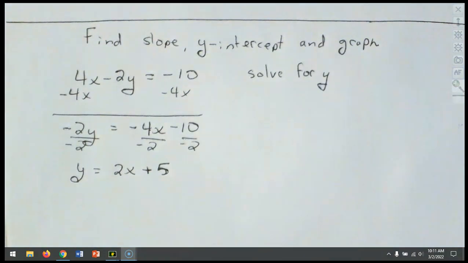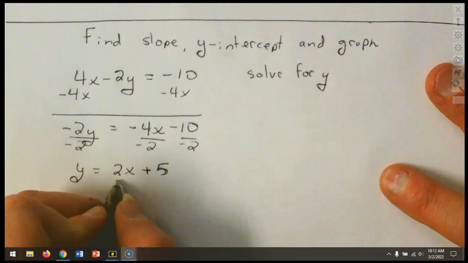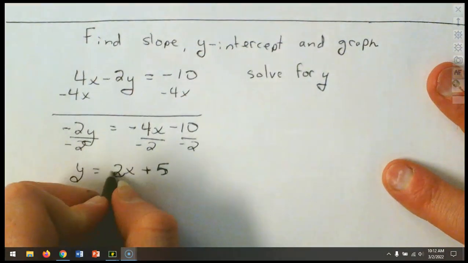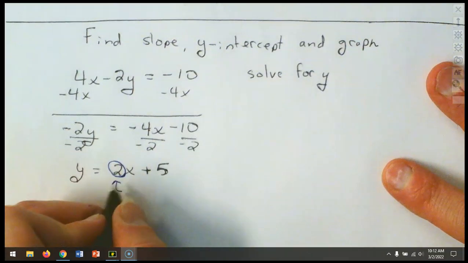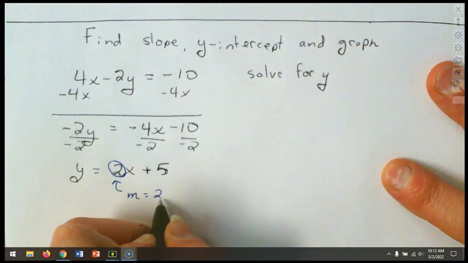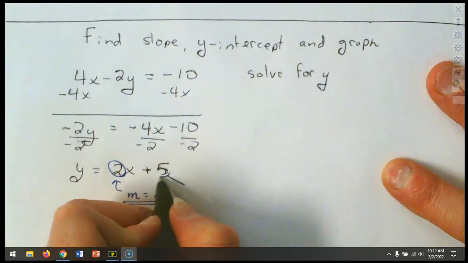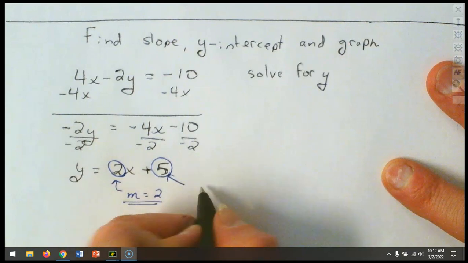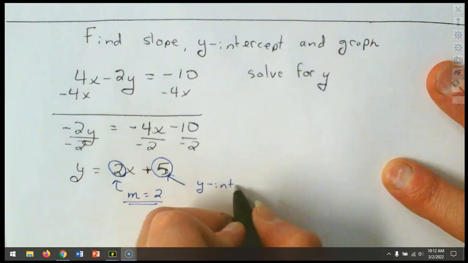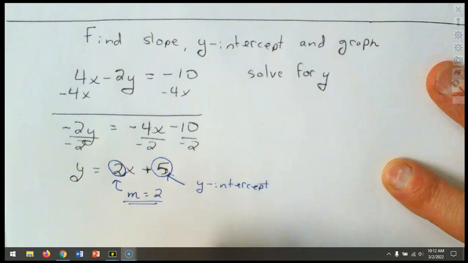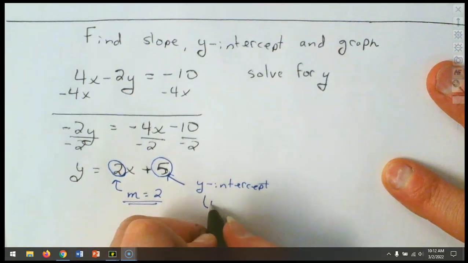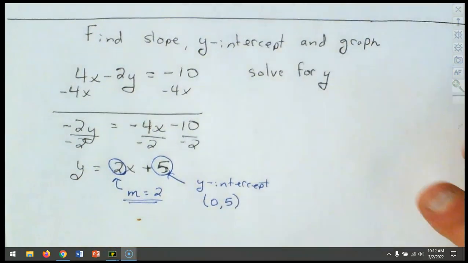Has it been solved for y? Yes, it has. So this 2 in front, what does that represent? This 2 right here represents your slope. So your slope is 2. And the 5 represents your y-intercept. As an ordered pair, that would be (0, 5). It's always 0, whatever number is there. On the last one, it was a 4, so it was (0, 4). This one has a 5 on the end. That's your y-intercept, and so it's (0, 5).